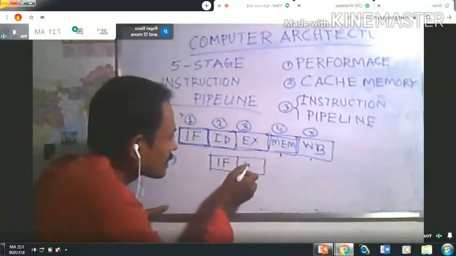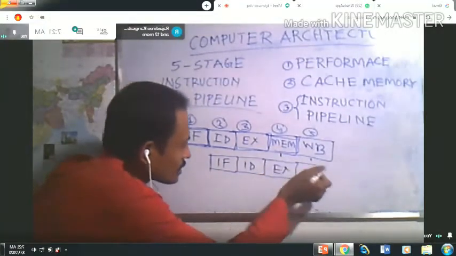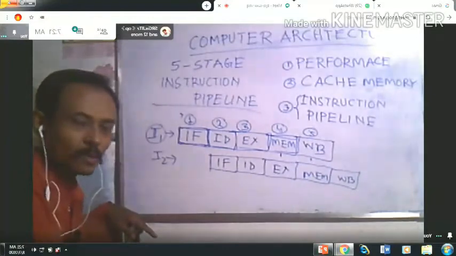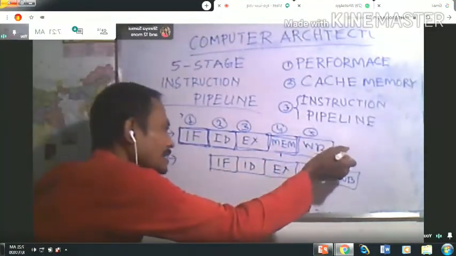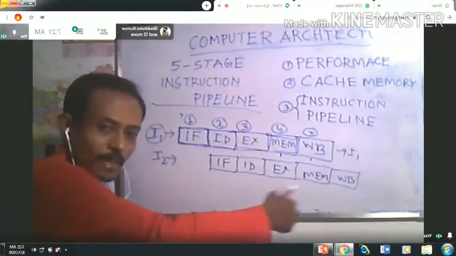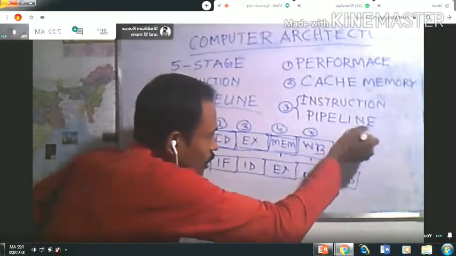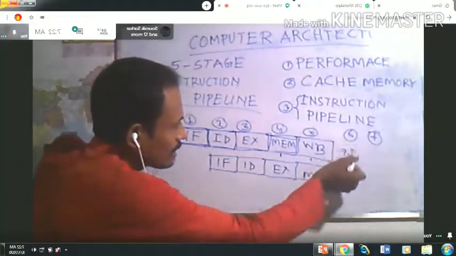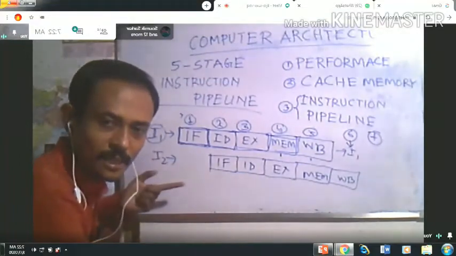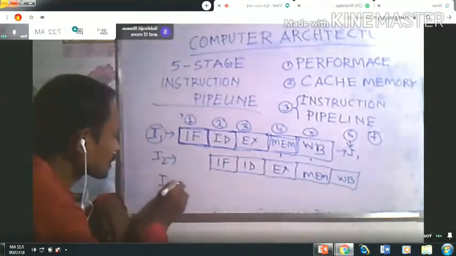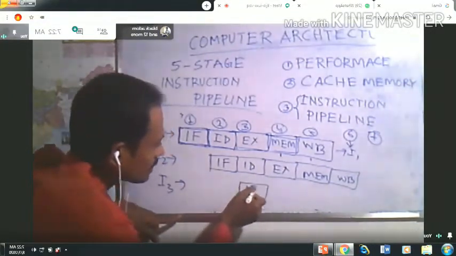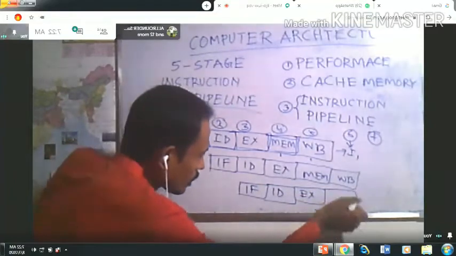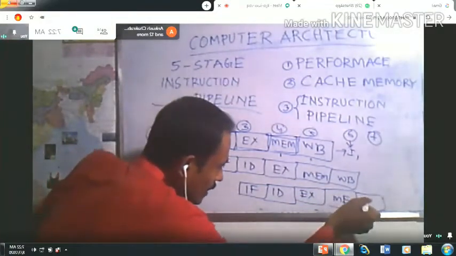Then instruction decode, then instruction execute, then memory access, then write back. Clear? So you get the first instruction after 5 clock pulses, but after that, in every clock pulse you will get a new instruction executed. You will get the second instruction in the 6th clock pulse. Suppose there is a third instruction. Its instruction fetch will be done in the third clock pulse, then instruction decode, execution, memory access, and write back in the following clock pulses.